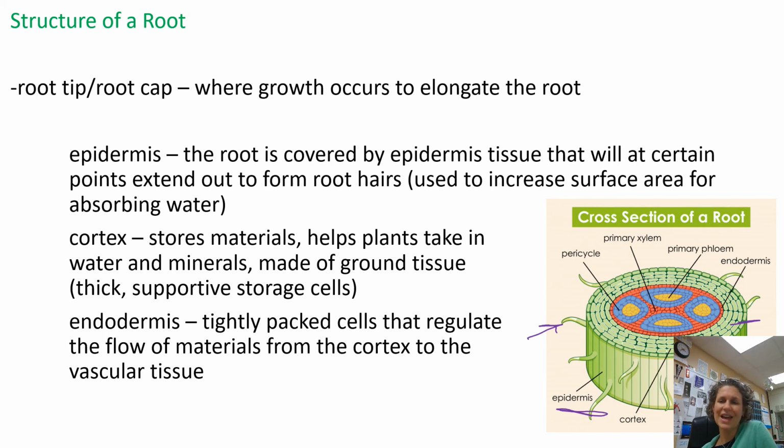And then you have the endodermis, and that is the inner layer. These are cells that are very tightly packed. They help control what goes from the cortex into the vascular tissue. So it controls the amount of water going in and the amount of nutrients that absorb that water. It's the barrier between in and out.